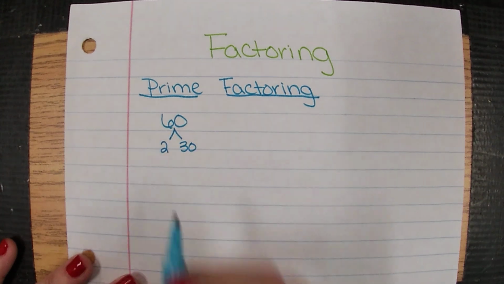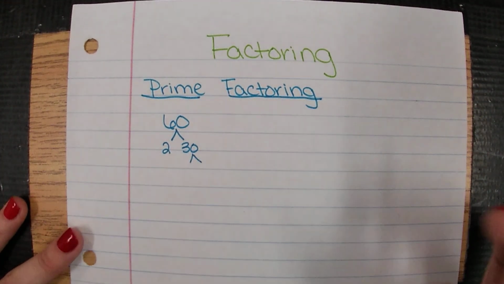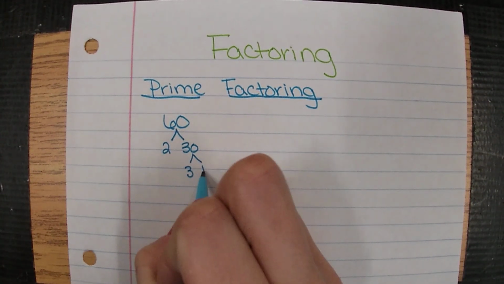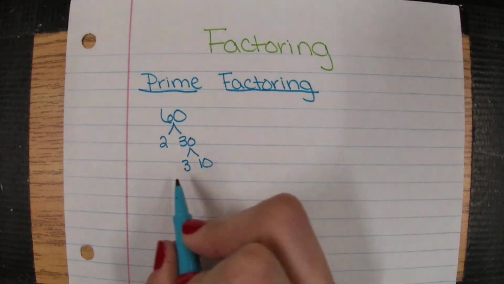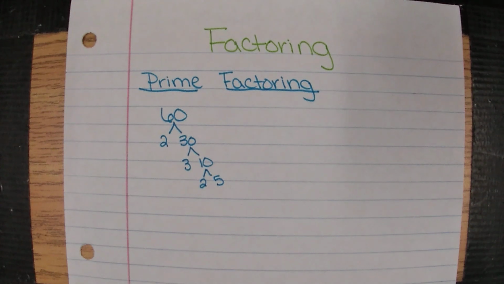Then you'll say, okay, can I split 2 down any further? No, 2 only has multiples of 1 and itself, so 2 is a prime number, so I'm not going to split that up. Okay, then I'll split up 30. 30 splits into 3 and 10. I can't split up 3 any further. 10 splits into 2 and 5. I can't split any of those any further, so I'm done.